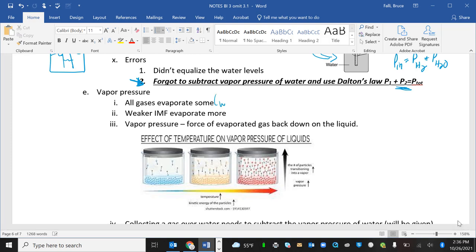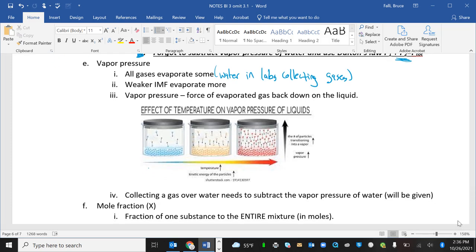Vapor pressure. All liquids evaporate some. Hey, remember when we talked about water in the lab? Weaker intermolecular forces evaporate more. Vapor pressure is the force of evaporated gas back down on the liquid. Okay? So this is kind of hard to read, but this would be a strong intermolecular force. This would be the weakest intermolecular force. Okay. So a weak force, remember, is going to give you a lot of gases.